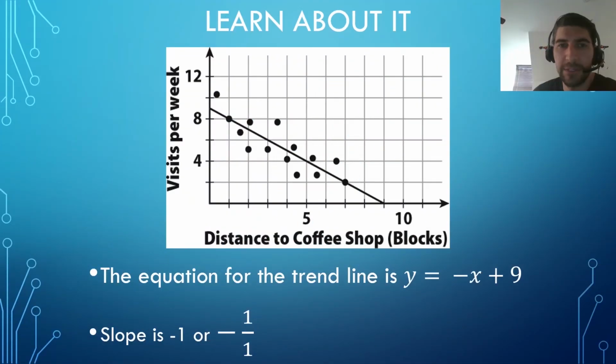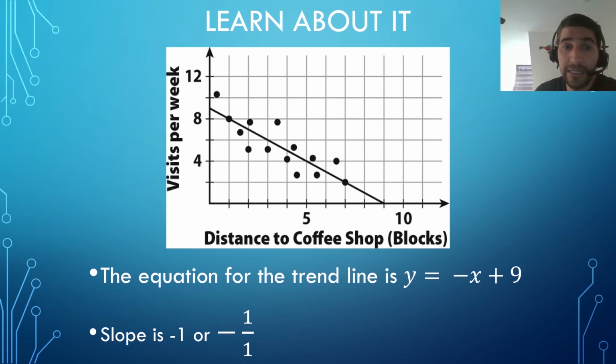A little deeper here. Here's the graph that we were presented with for the think about that has the visits per week and the distance to a coffee shop in blocks. We have an equation for this trend line, which is y equals the opposite of x plus 9. This equation is given in slope-intercept form, which means that I can look at the equation and determine what the slope is because m is the slope and b is the y-intercept. So in this case, m is -1 and b is 9.